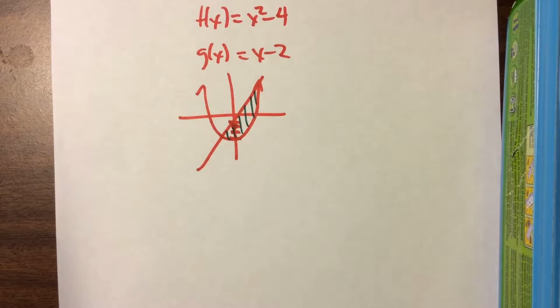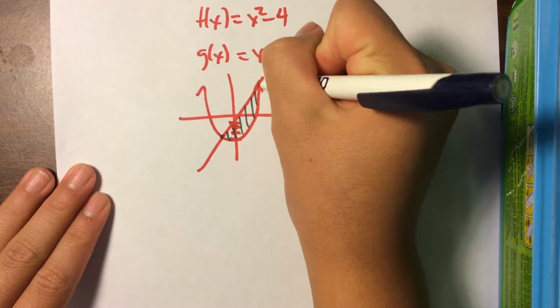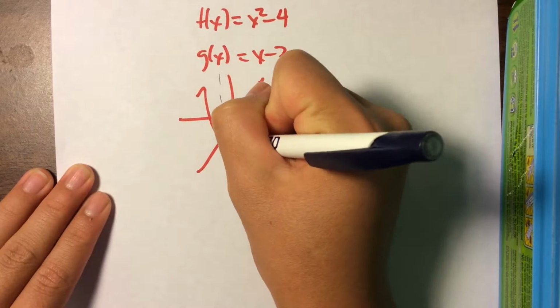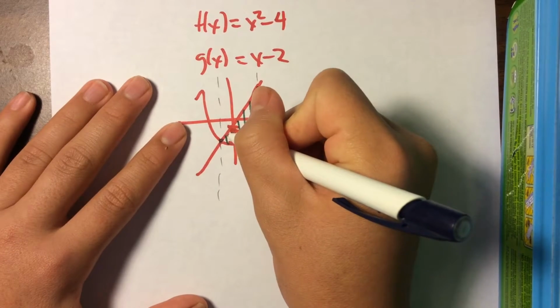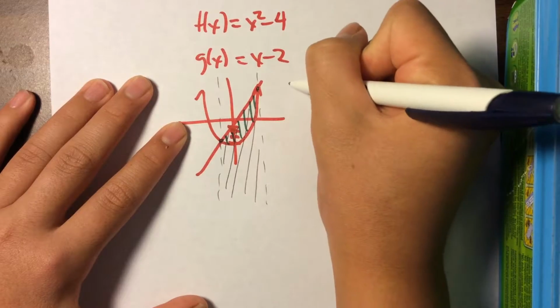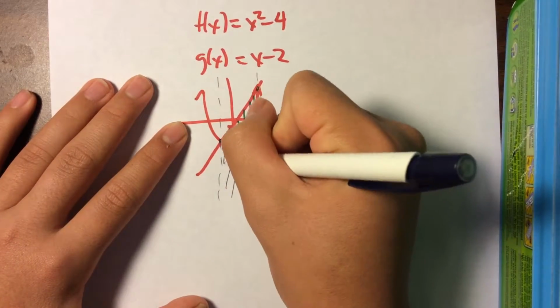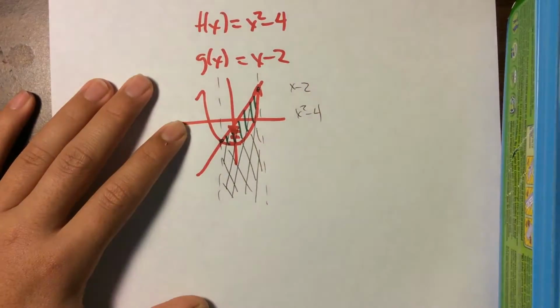So if we remember our formula, it's the area under the higher curve with the bigger value, minus the curve with the lower value. So if we have our intervals here and here, first we would take the area under this big curve. So our higher value would be x minus 2, and then subtract the value of the lower curve, which is x squared minus 4.